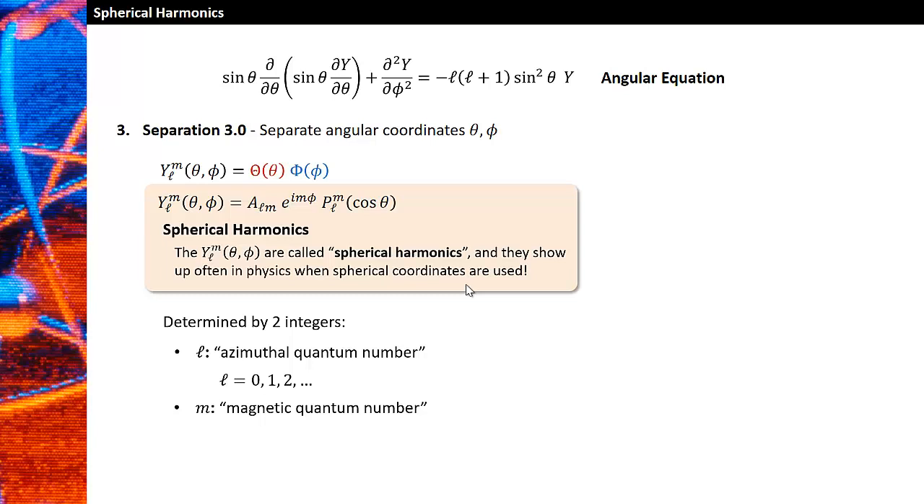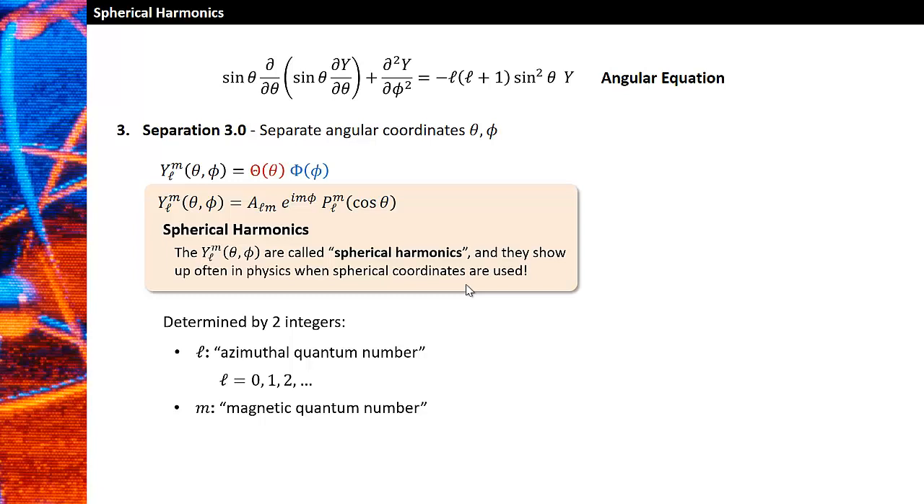So L is oftentimes called the azimuthal quantum number, and it takes on positive integer values, 0, 1, 2, and so on. And then M is oftentimes called the magnetic quantum number. Now, just from requiring the wave function to come back upon itself as phi goes from 0 to 2 pi, you could imagine M could take any integer value, but it turns out it's a little more restricted than that.